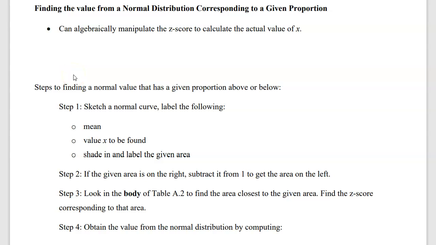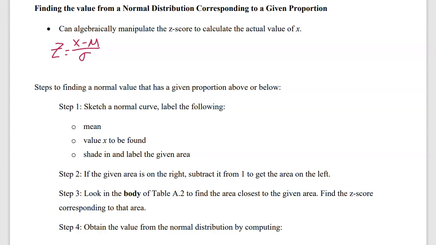We have been finding the probability or proportion given a z-score or an x value. Now what we're going to do is find the x value given the proportion or probability. So we're going to work backwards. And in working backwards, we're going to start with the z formula, which looks like this.